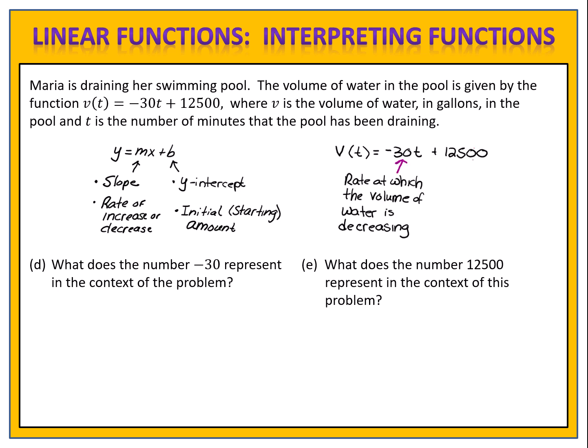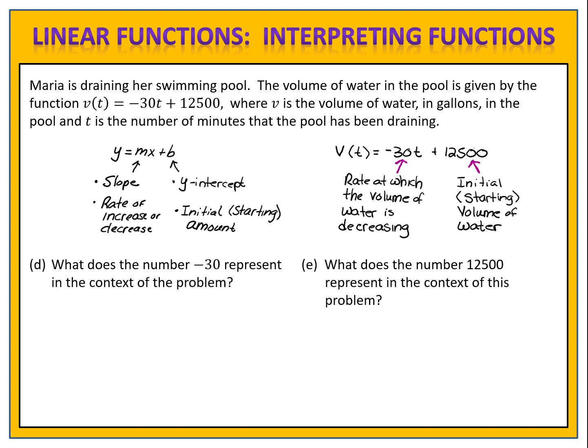In our function, negative 30 is the slope or the rate. We have a negative slope, therefore something is decreasing. Because this function represents the volume of water, both of the numbers here, we call them parameters, the slope and the y-intercept, represent components of the volume of water. Negative 30 is the rate at which the volume of water is decreasing, and 12,500 is the initial or starting volume of water when we began draining the pool.